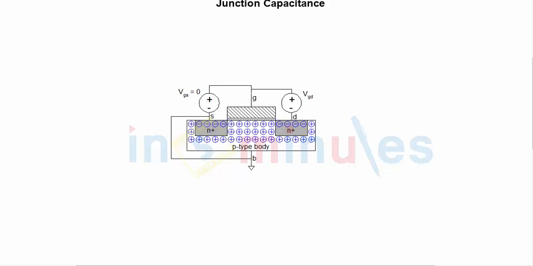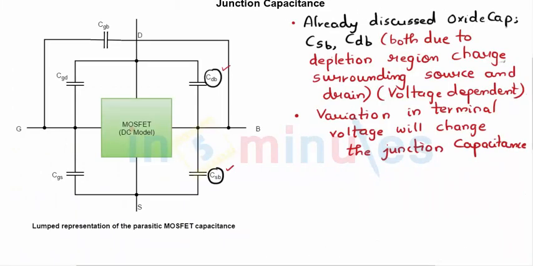We already know this through the working of the MOSFET. Ideally, this N and this P, the N of drain and P of body, the N of source and P of body, form a reverse biased PN junction diode for normal operation. And we know that there is a depletion region which gets created. Here, we are just talking about the capacitance due to the depletion region charge surrounding the source and the drain.